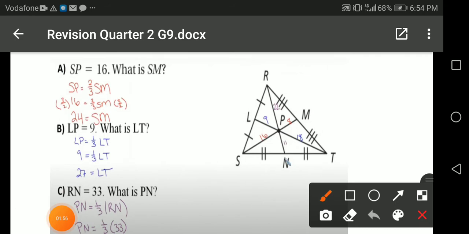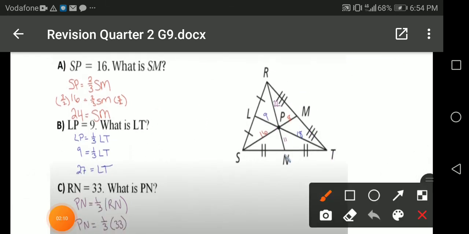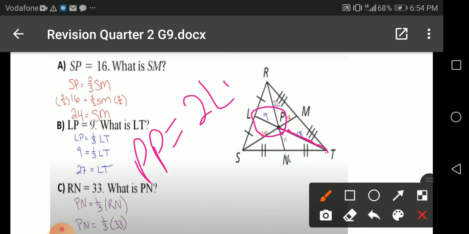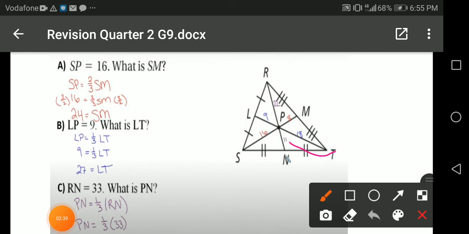Okay, the second one, LP. He gives me LP here is 9, and asks me about LT. So it's very easy. We have PT, this one, and PT will be double LP. Why, miss, did you say that? Because LP is half of PT. PT is double LP. The big one is double the small one here. So if it's given here this 9, the double will be 18.